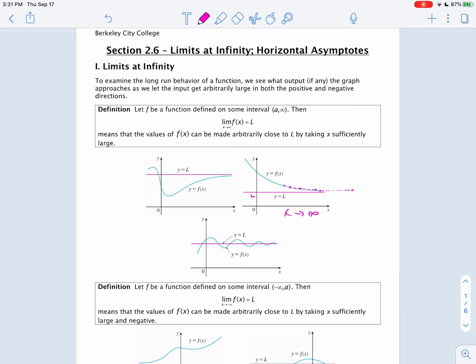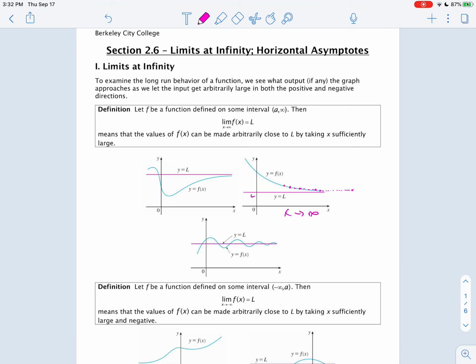And we would call this line y equal to L a horizontal asymptote, because by definition, your function graph would become very, very close as it moves out along that asymptote. So we can have horizontal asymptotes, and we find them by taking limits as x goes to infinity and limits as x goes to negative infinity of your function. And if we actually get a finite number, then our function has a horizontal asymptote.